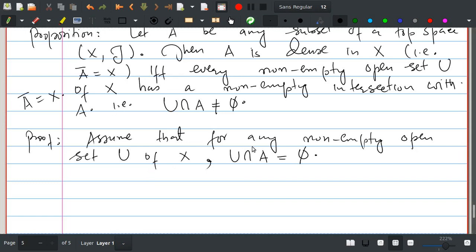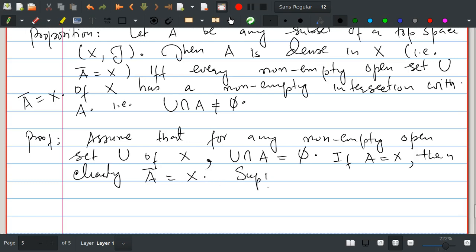So this A is any subset of X. So this A can be equal to X. If that is the case, then if A is X, then clearly A closure is X closure, which is X. So there is nothing to prove in this case. So suppose A is not equal to X.